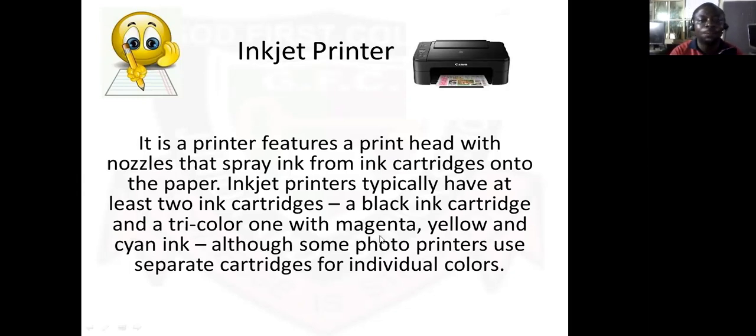A printer typically has at least 2 ink cartridges: a black ink cartridge and a tricolor one with magenta, yellow, cyan ink. Don't worry about this. What it's trying to say is that there are basically 2 types of what? Ink inside this printer. Are you getting my point? There are basically 2 types of ink. One, the black. And the other is what?